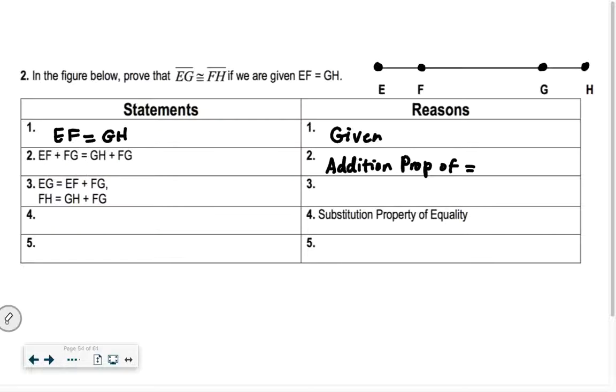Anvita's all over this one. She likes this one. EG equals EF plus FG. So do we see it? EG is equal to EF plus FG. And FH is equal to GH plus FG. So what do you think? Yep, segment addition postulate, perfect.